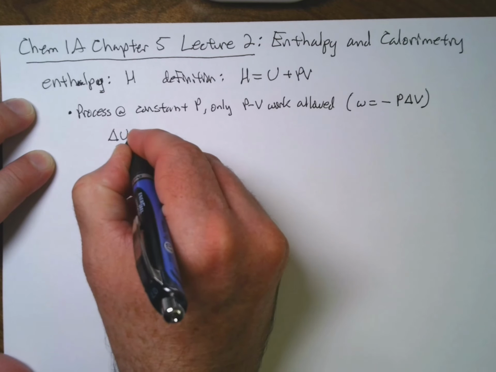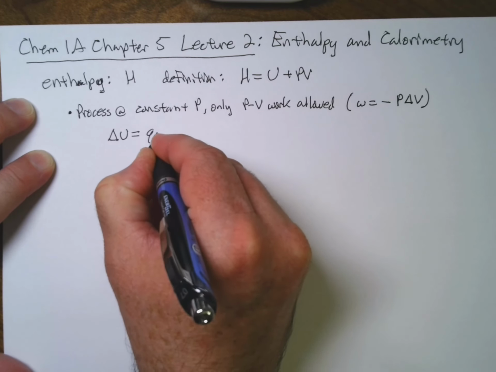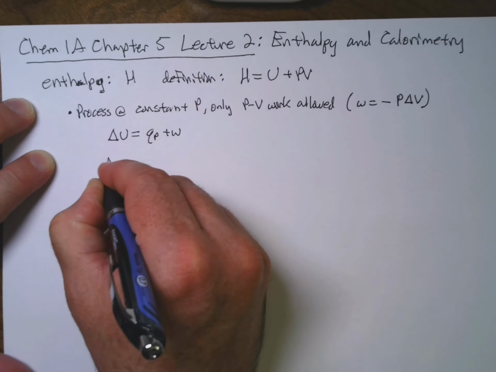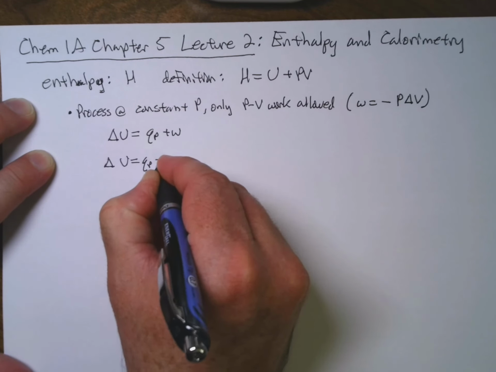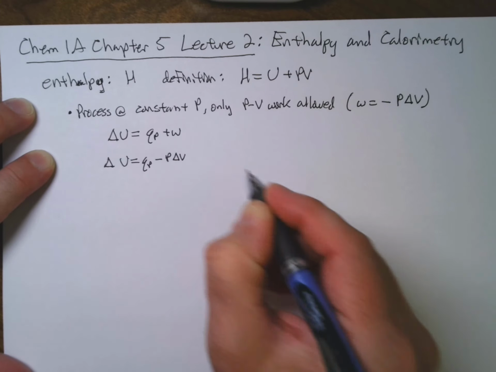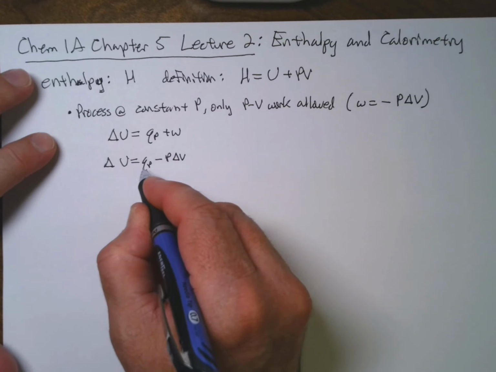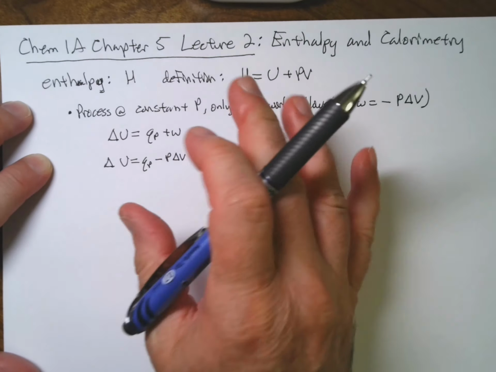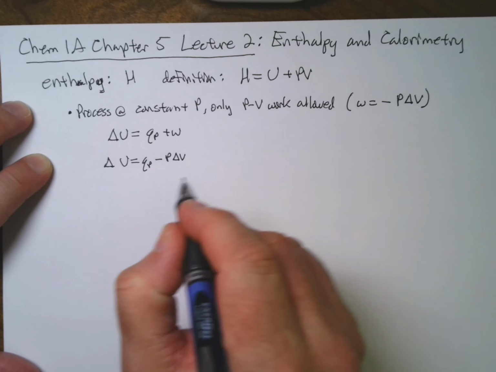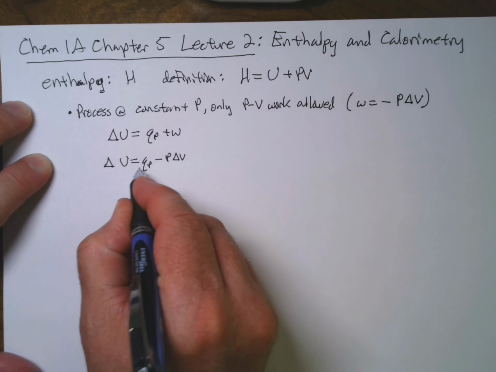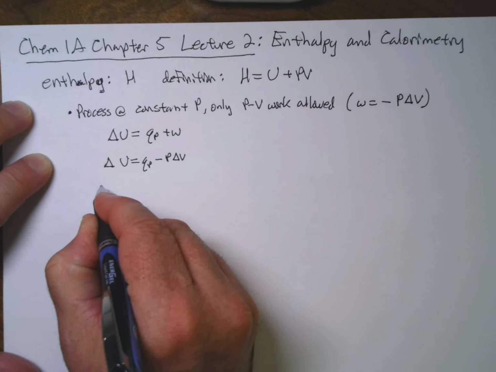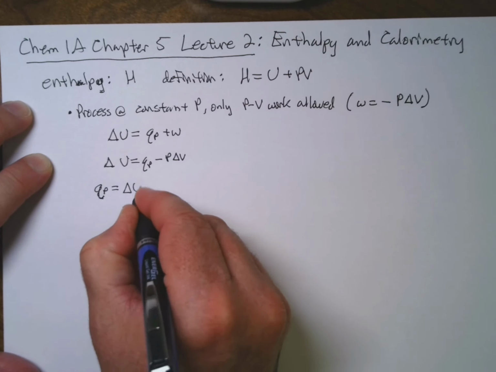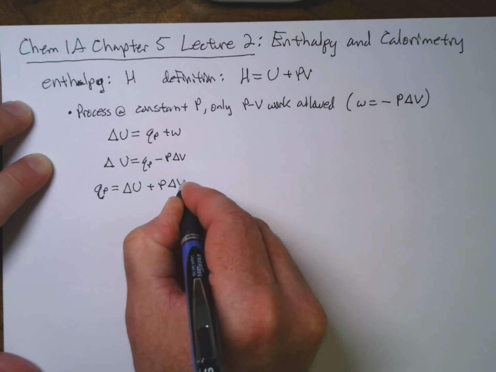So our delta U equals Q, and we'll call it QP for constant pressure, plus W. That then becomes delta U equals QP minus P delta V. I think I misspoke and called it delta W. It's delta U. Or we can rearrange this in terms of QP equals delta U plus P delta V.